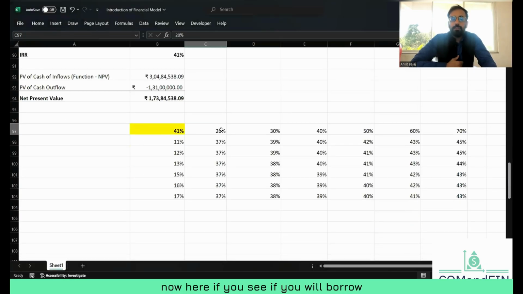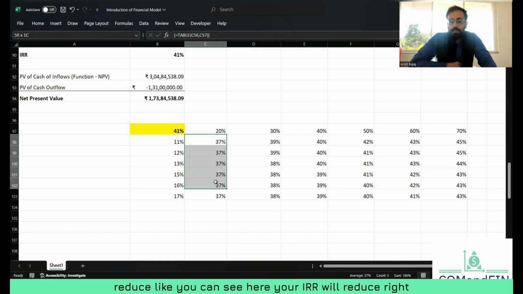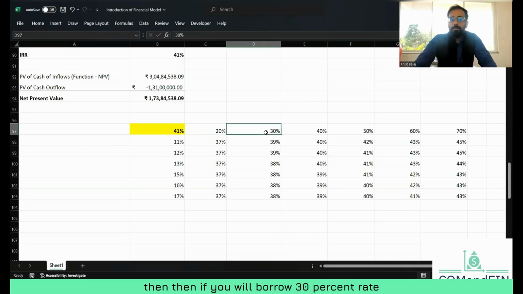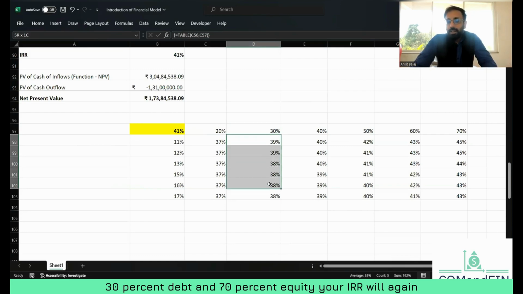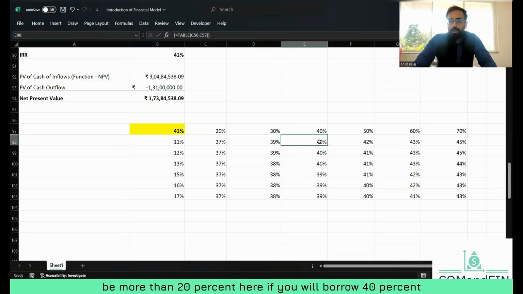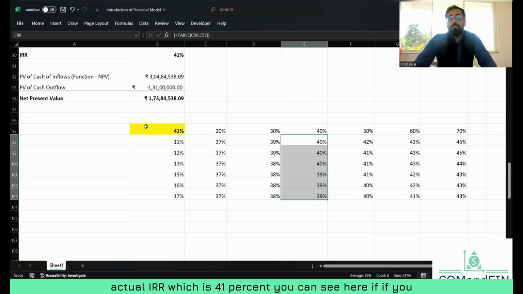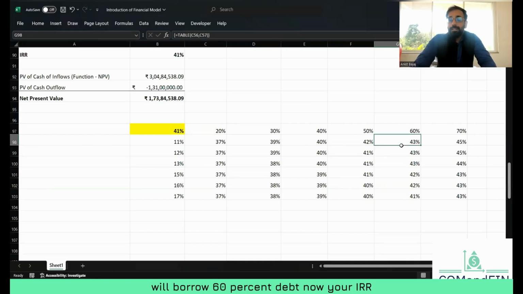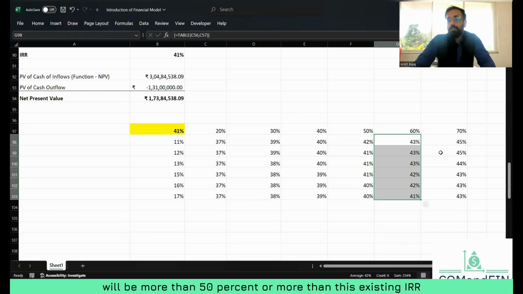Now if you borrow only 20% debt, your IRR will reduce. Then if you borrow 30% debt and 70% equity, your IRR will again be lesser, but it is going to be more than at 20%. If you borrow 40% debt, your IRR will be lesser than the actual IRR, which is 41%. If you borrow 60% debt, your IRR will be more than this existing IRR.